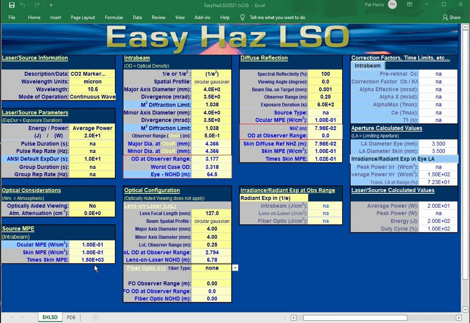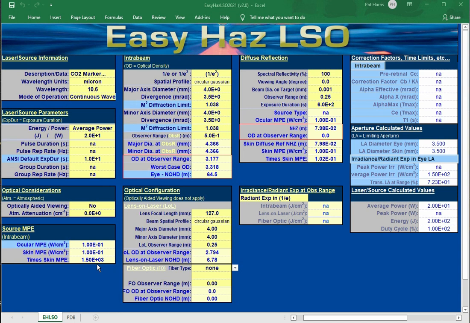Let's take a look at the average power irradiance here. The average power irradiance is 150 watts per square centimeter. Our MPE is 100 milliwatts per square centimeter, so we can see that's really high. That makes sense. The skin MPE would be 1,500 times.